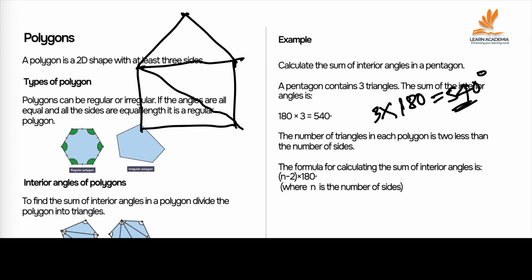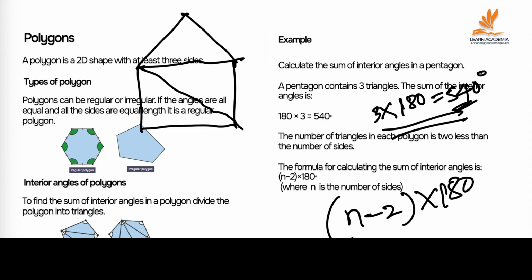We also have a formula method that helps you easily solve the sum of angles in a pentagon, or in polygons generally. Now it says the number of triangles in each polygon is two less than the number of sides, so pay attention to that detail. By the formula method, the sum of interior angles is given by n minus 2 multiplied by 180.